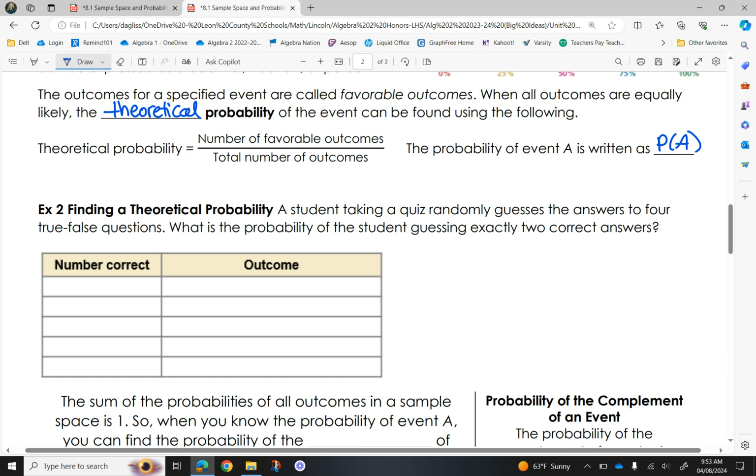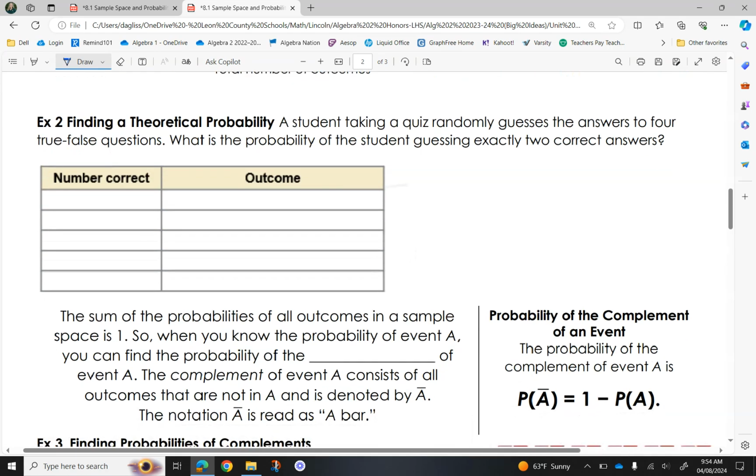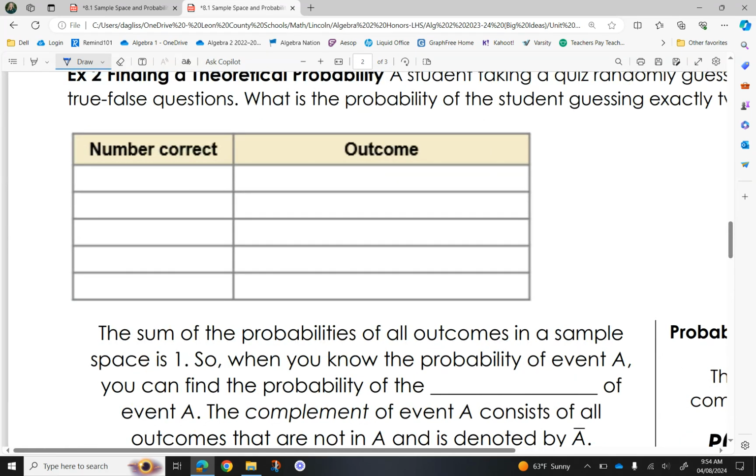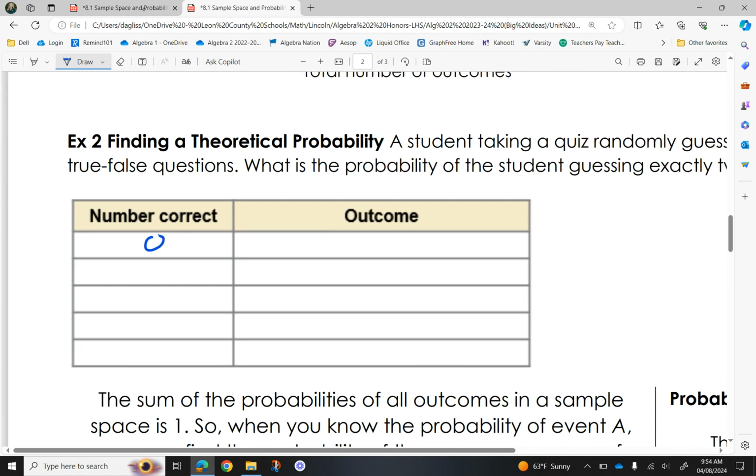What is the probability that if you did that you would get 2 of them right, out of the 4? So we have to list the number of outcomes first to get our sample space, then see the probability of getting exactly 2 correct. So number correct, we could get none correct, we could get 1, we could get 2 correct, we could get 3 correct, or 4 correct.